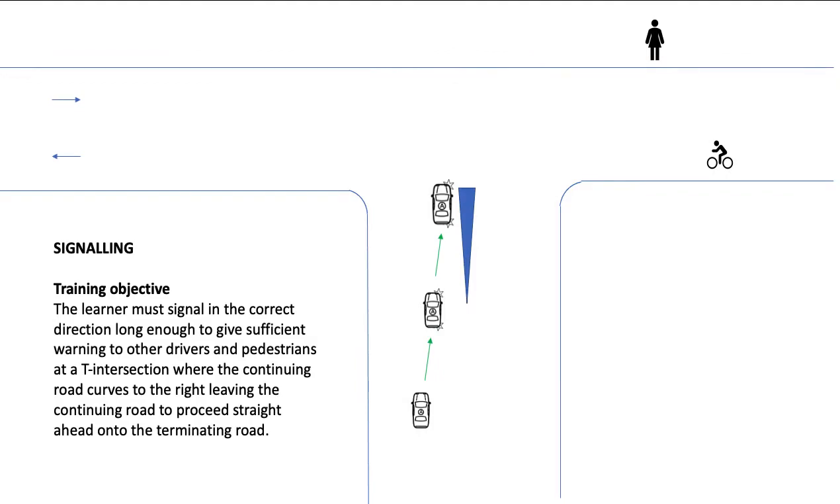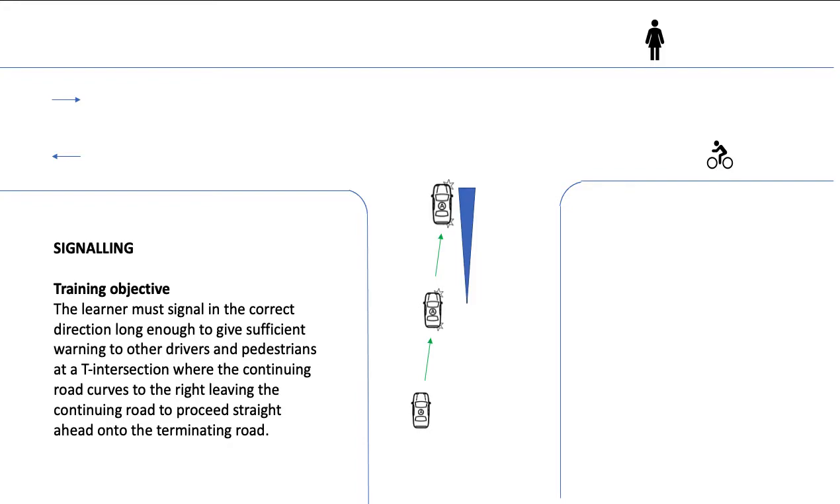Signaling, also known as indicating. Our training objective here is that the learner must signal in the correct direction long enough to give sufficient, and that word means enough, sufficient warning to other drivers and pedestrians at a T intersection where the continuing road curves to the right, leaving the continuing road to proceed straight ahead onto the terminating road.